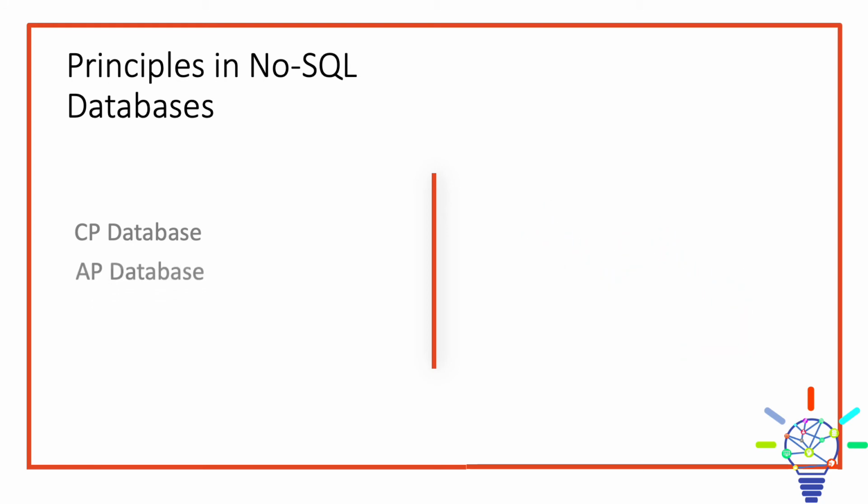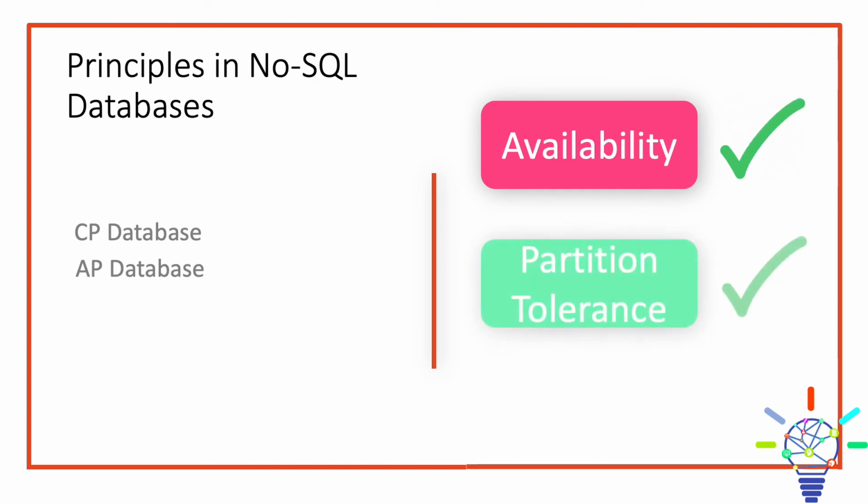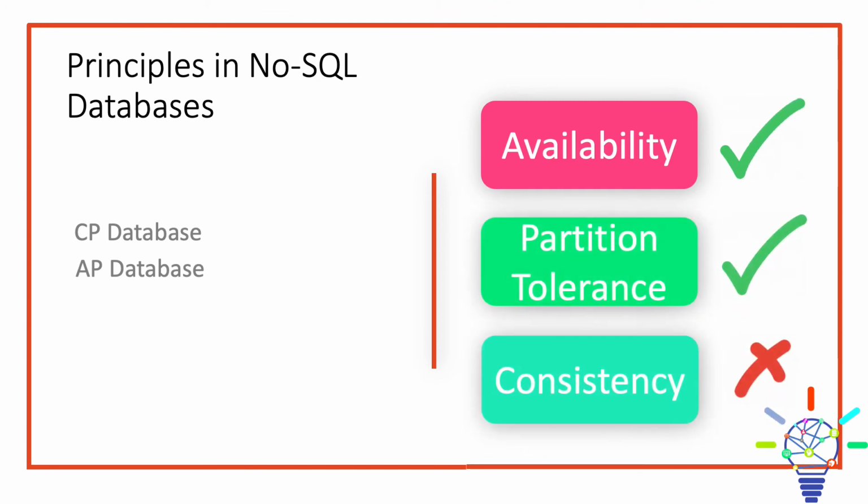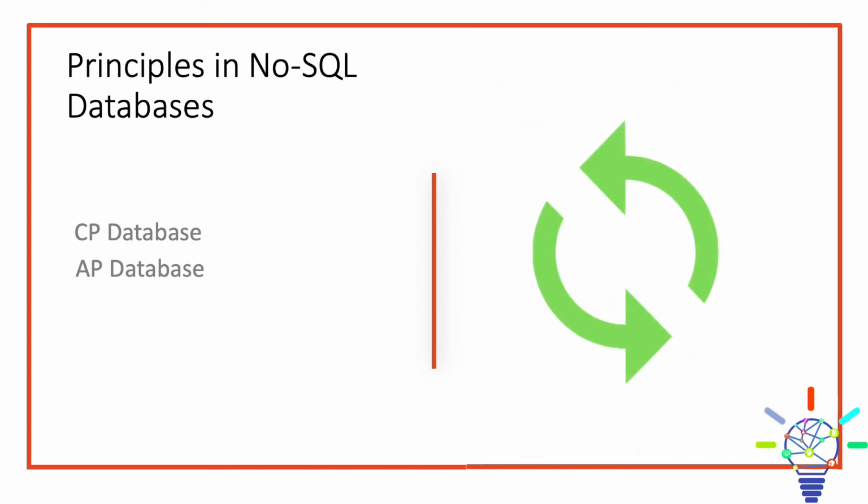AP database. An AP database delivers availability and partition tolerance at the expense of consistency. When a partition occurs, all nodes remain available, but those at the wrong end of a partition might return an older version of data than others. When the partition is resolved, the AP databases typically resync the nodes to repair all inconsistencies in the system.